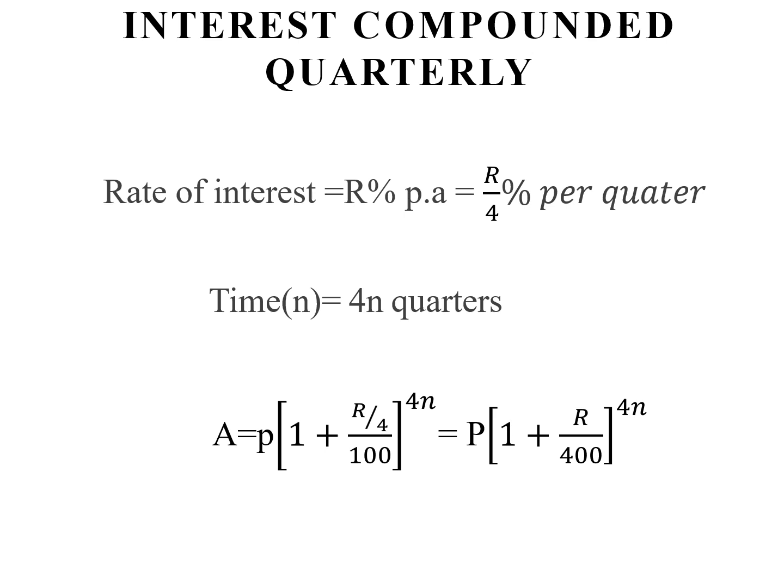The formula for amount is equals to P into 1 plus R by 4 whole divided by 100 to the power 4n, which is equals to P into 1 plus R by 400 whole power 4n, where P is equals to principal, R is equals to annual rate, n is equals to time in years, and A is equals to amount. So in quarterly compounding, rate is divided by 4 and the time is multiplied by 4.